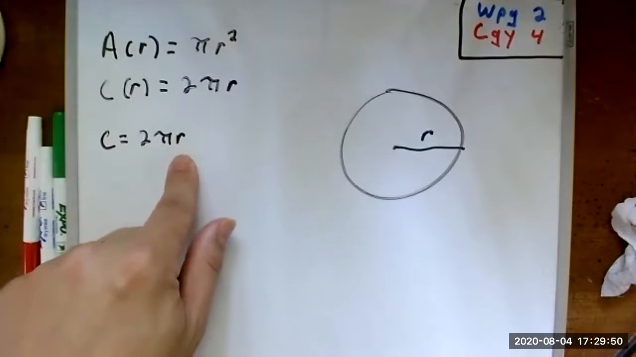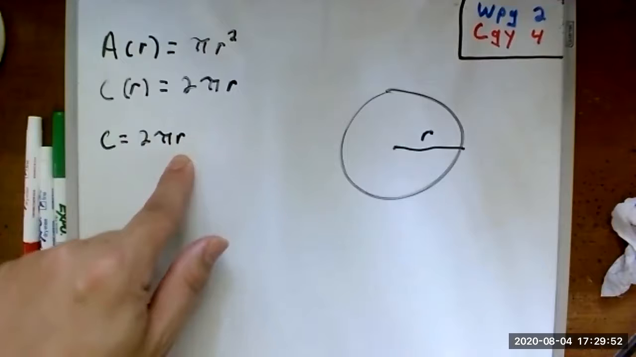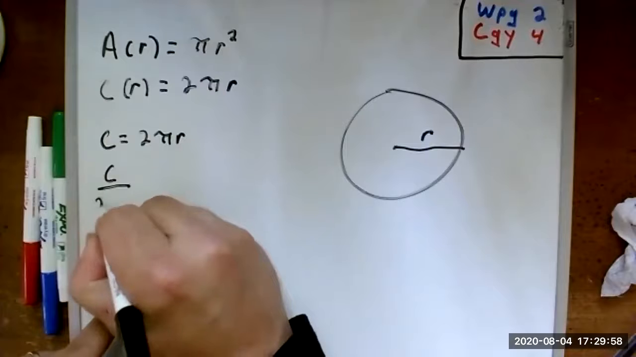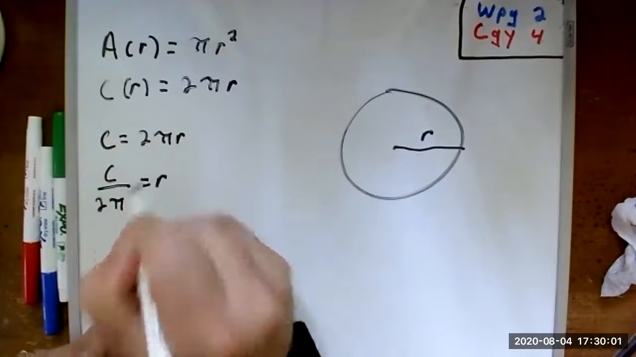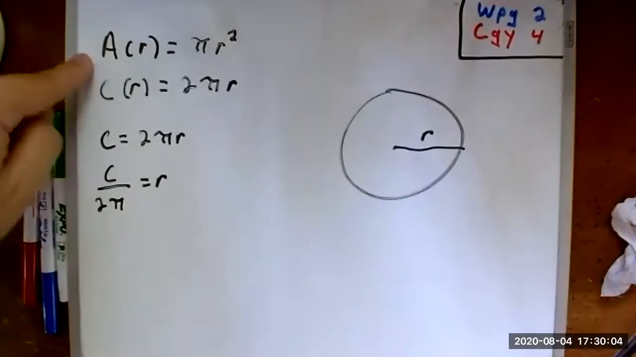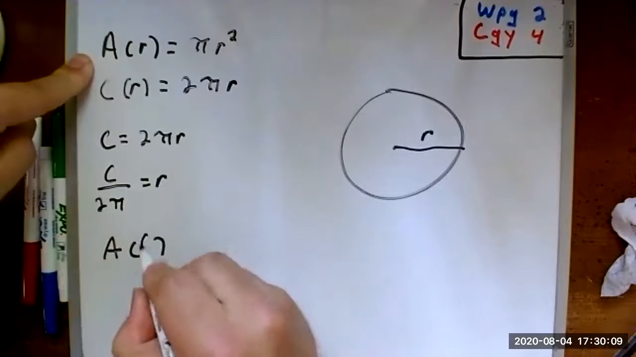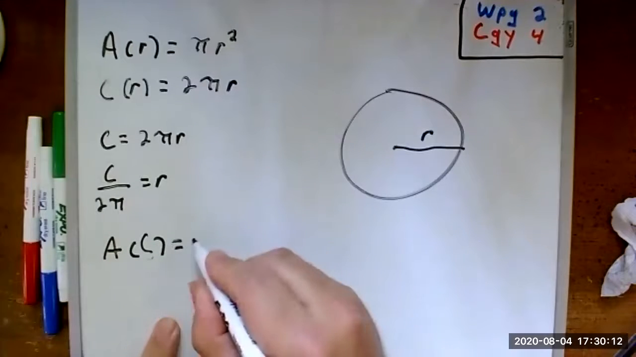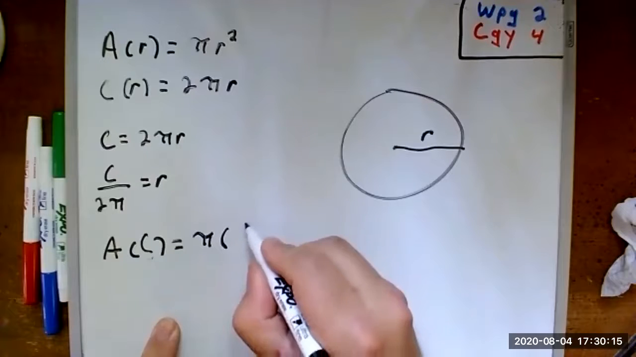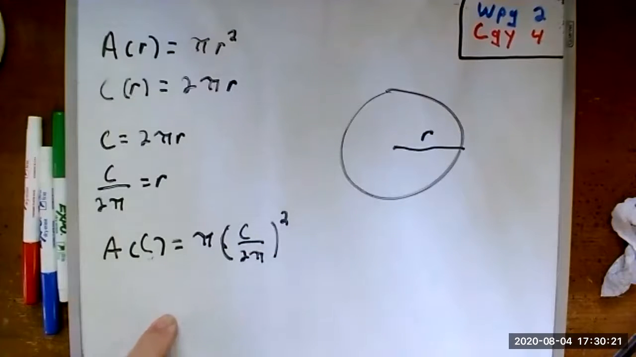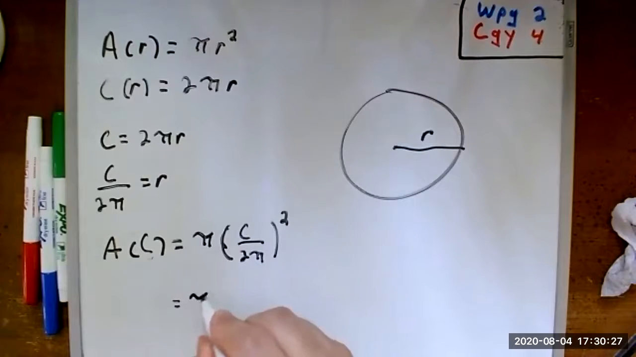I know that circumference is equal to 2 pi r, but I need to rearrange this so that I have the radius in relationship to the circumference, because I don't have any control over the radius. So I'll divide by 2 pi on both sides, and I'll say that c over 2 pi is equal to my radius. That means I can now calculate my area with regards to the circumference, using a capital C. My area is going to be pi times circumference over 2 pi, squared.